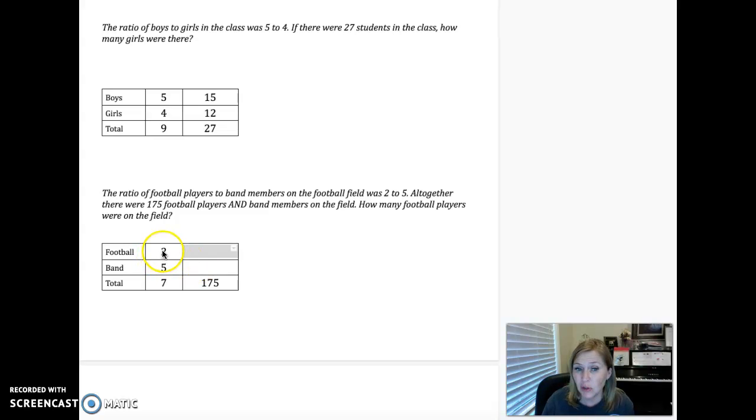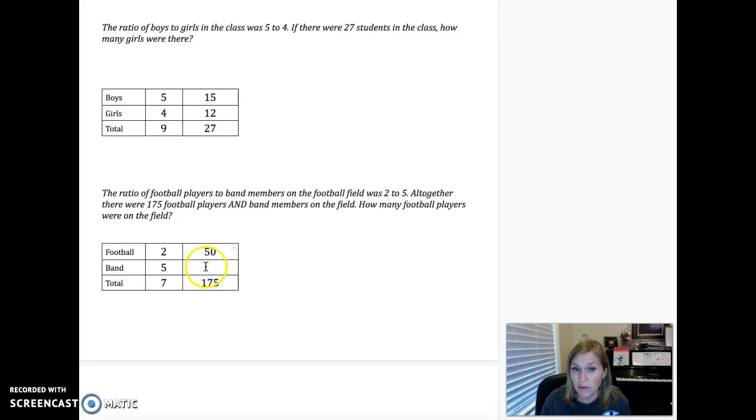I can say 2 times 175, that's 350, and you can write that down if you need to, but for sake of time, I'm going to tell you what it is. So 2 times 175 is 350. Now 350 divided by 7 is actually 50.